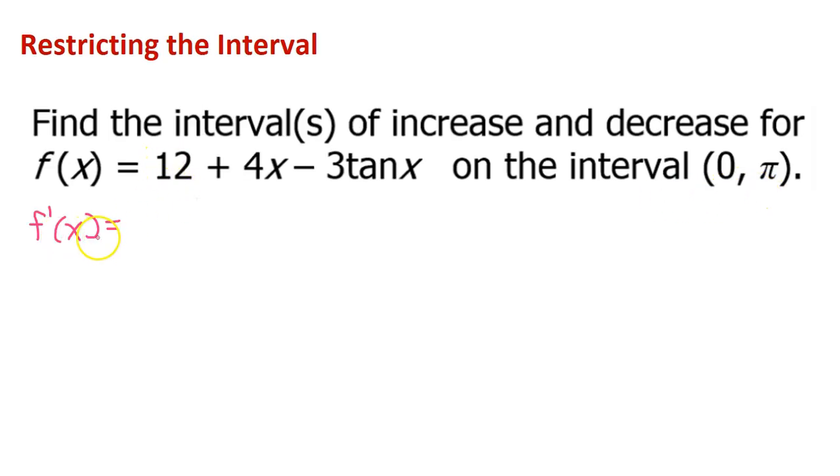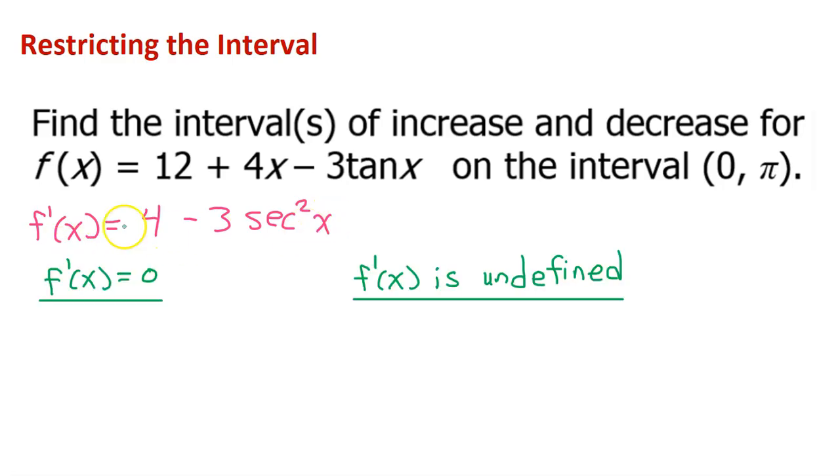The first step is to find f prime. The derivative of a constant is 0, so that's gone. The derivative of 4x is 4. When we see a constant in the front, we just bring that down, and then we move on and take the derivative of whatever comes next. This is a memorized rule. The derivative of tangent x is secant squared x. So this is f prime. The next step is to find the critical numbers of f.